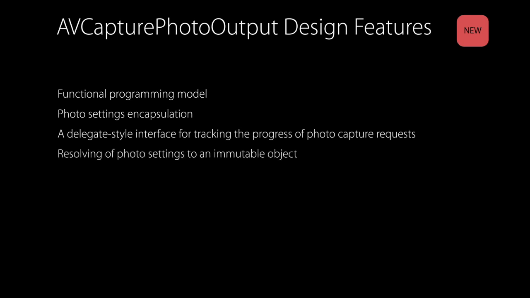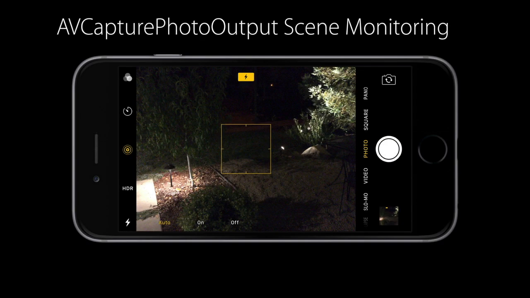All callbacks in the delegate protocol return an instance of AV Capture Resolved Photo Settings. This is an immutable object in which all photo settings have been resolved. AV Capture Photo Output also supports scene monitoring, using a subset of these capture objects I just talked about. Scene monitoring allows you to present UI that informs the user what scene-dependent features are currently active.